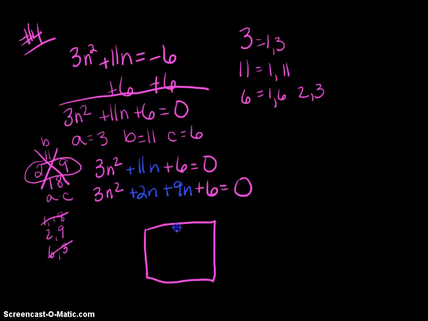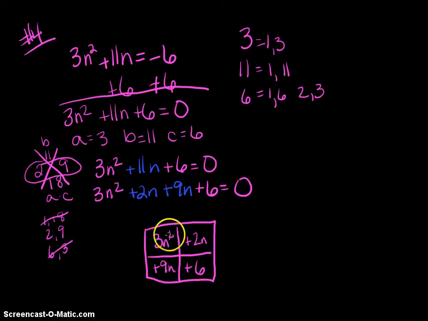This is kind of hard to do on my tablet. Okay. So 3n squared goes here. And then positive 2n goes here. Positive 9n goes here, and plus 6. So you cover up the bottom row, and I can't do that with this pen.